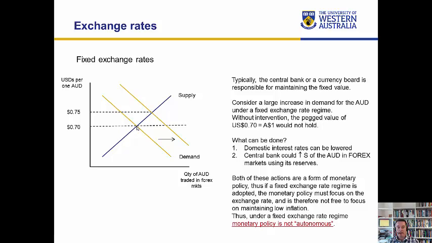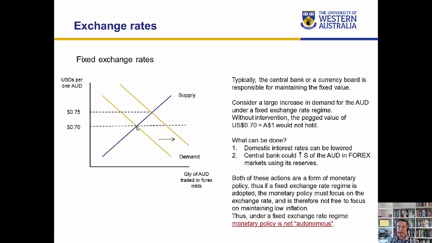But when there's an increase in the demand and it threatens to push the exchange rate up to 0.75, something needs to be done to prevent that exchange rate moving away from 0.7. So with a big increase in the demand for the Australian dollar, the first thing that could be done is domestic interest rates can be lowered.